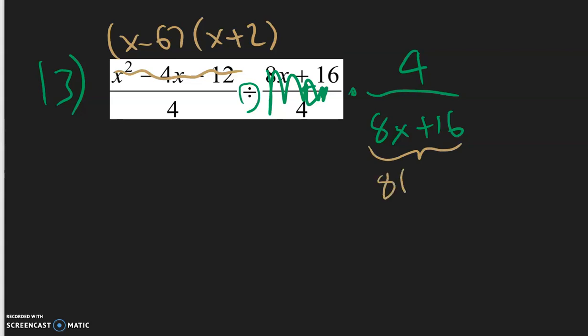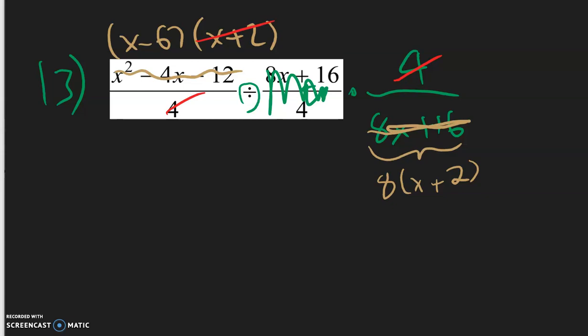So we can factor out 8. So 8 times what is 8x? 8 times x is 8x. And 8 times what is 16? 8 times 2, 16. So scribble that out. Now let's find twins, so we can cross out 4 with the 4.